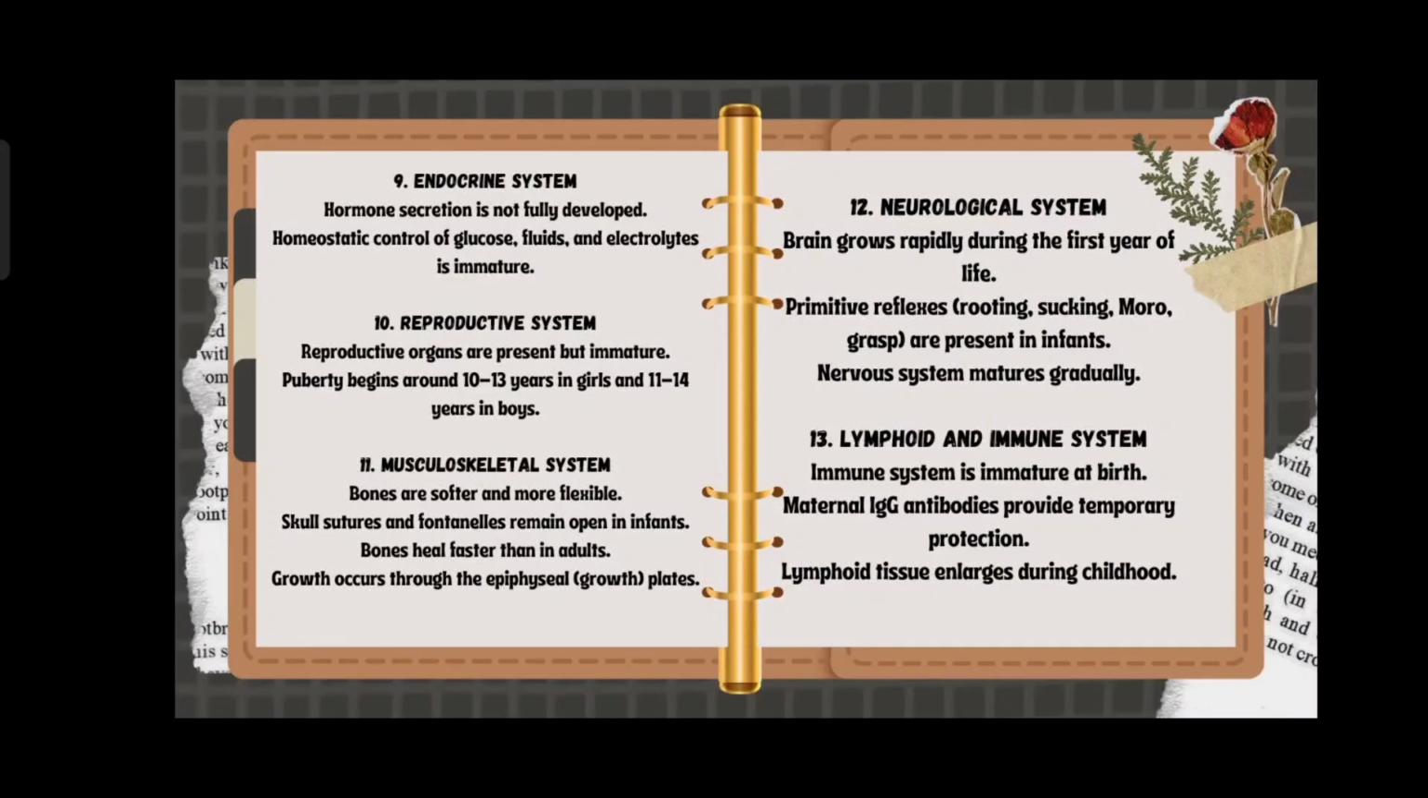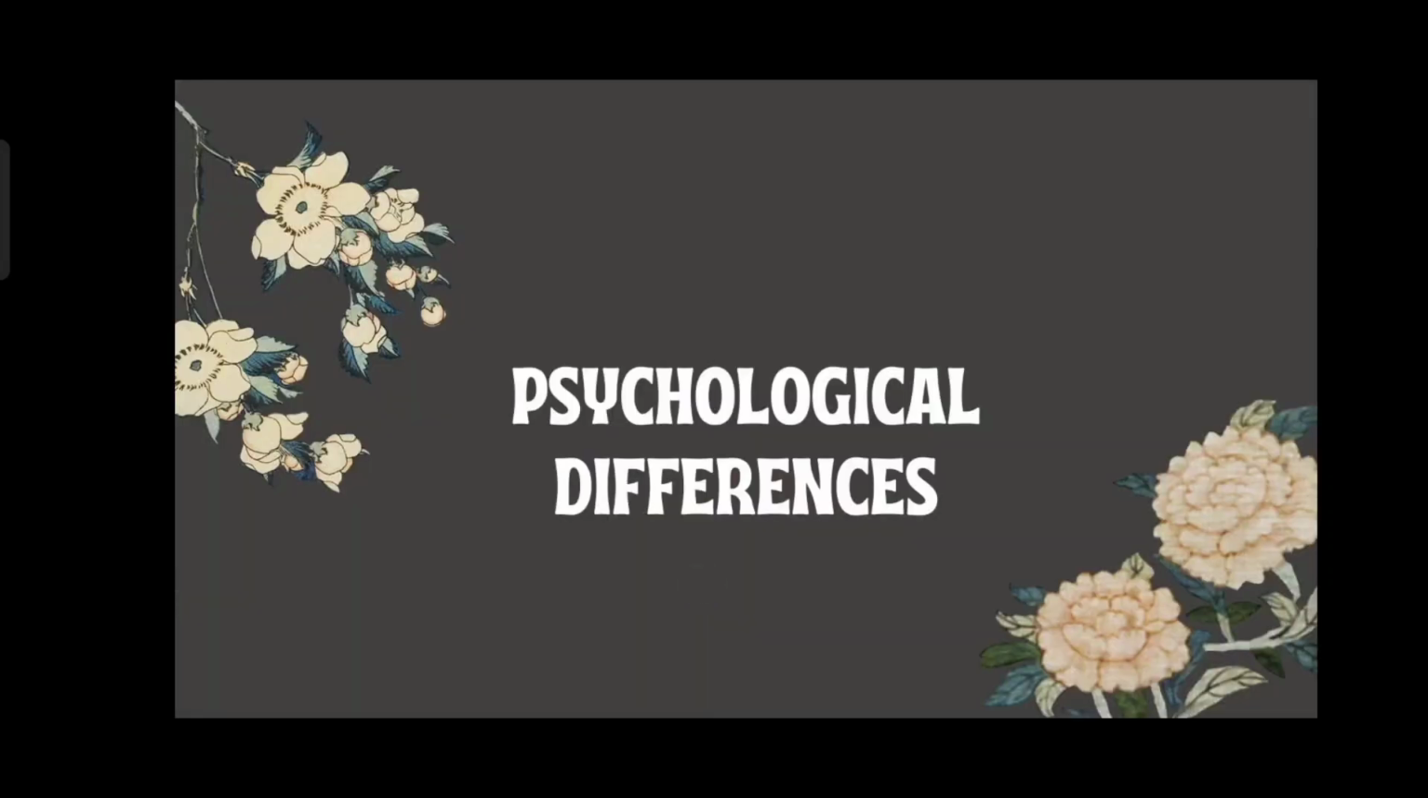Then the lymphoid and immune system. The immune system is immature at birth. Maternal IgG antibodies provide temporary protection. Lymphoid tissue enlarges during childhood. That is about the anatomical and physiological differences, system wise.